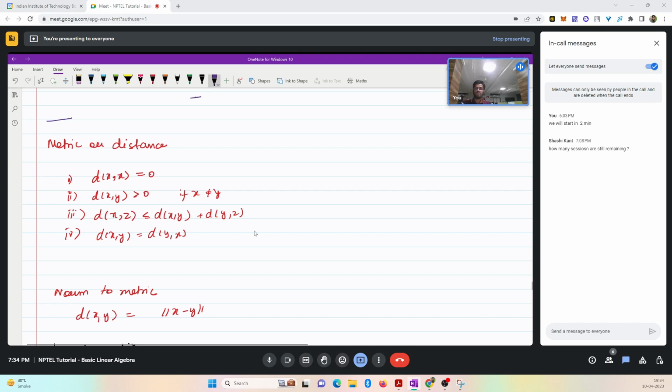Now we talked about inner product. Okay. We talked about length of a vector. Another geometrical quantity that is interesting is distance between 2 points, right?